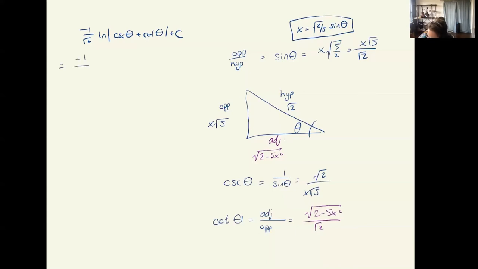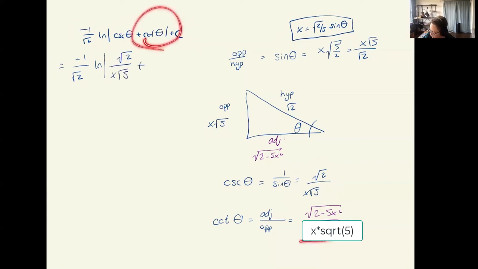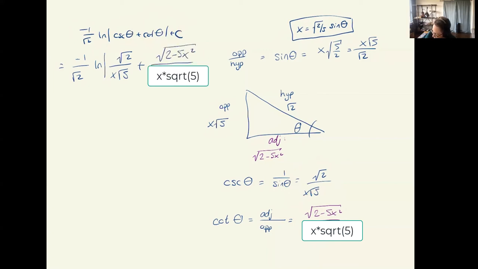This is minus 1 over the square root of 2 times the natural log of the absolute value of cosecant theta, which is this, root 2 over x times the square root of 5, plus cotangent of theta, which is this, the square root of 2 minus 5x squared divided by the square root of 2.